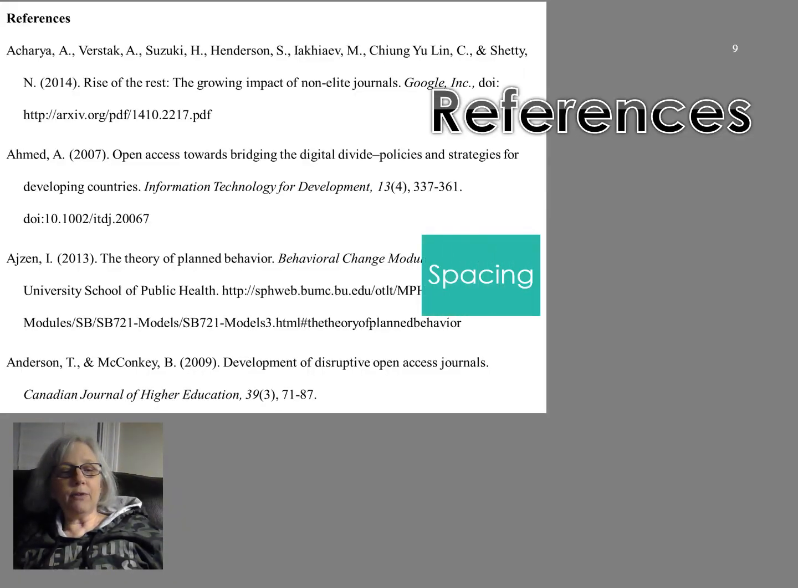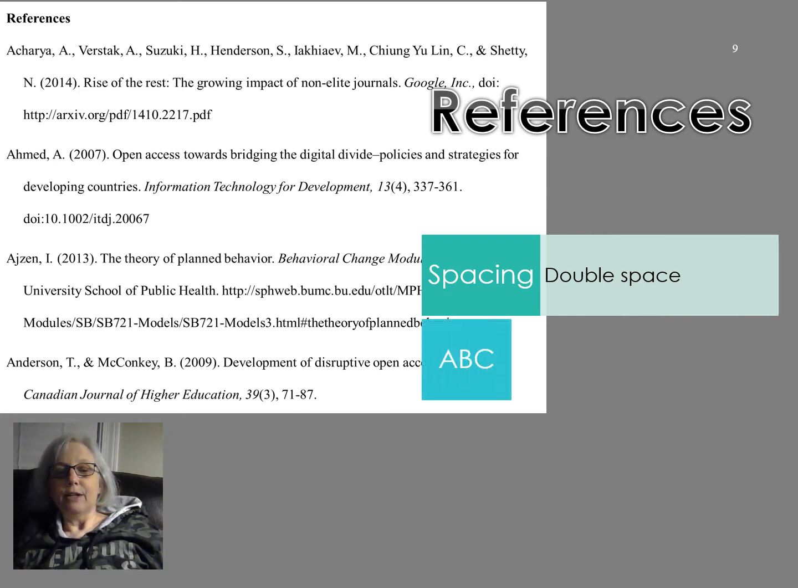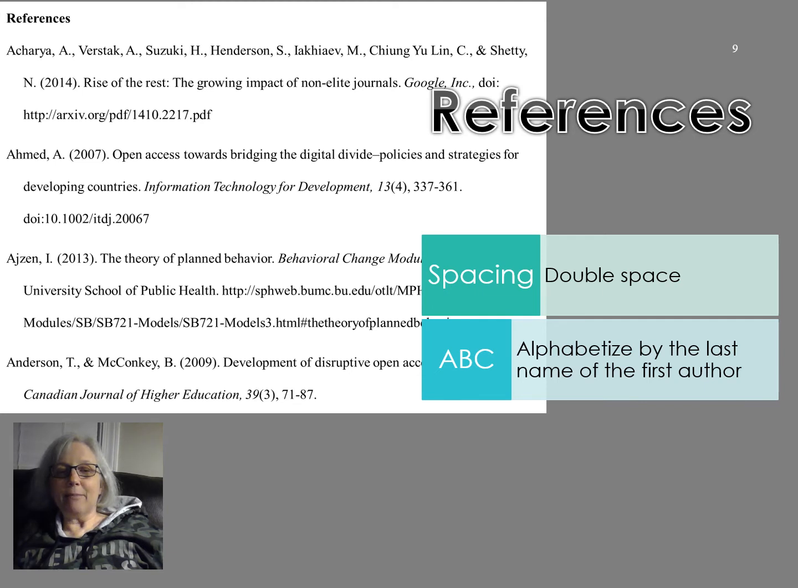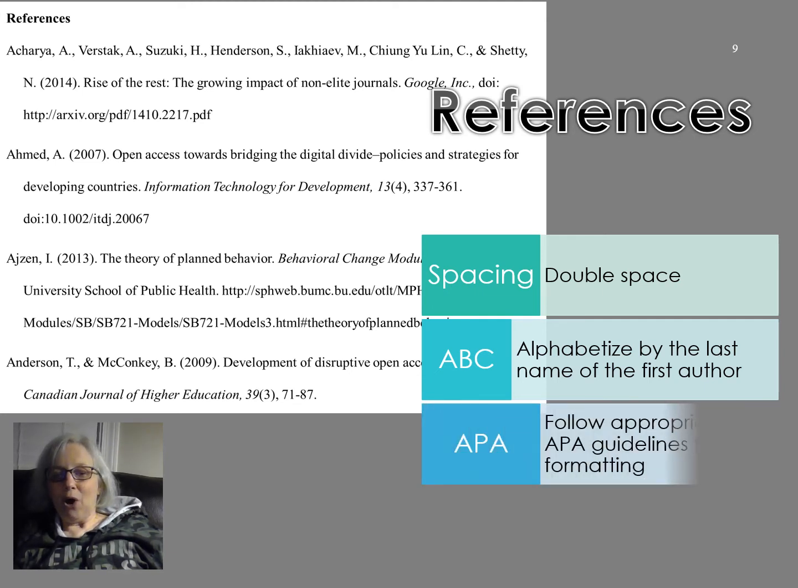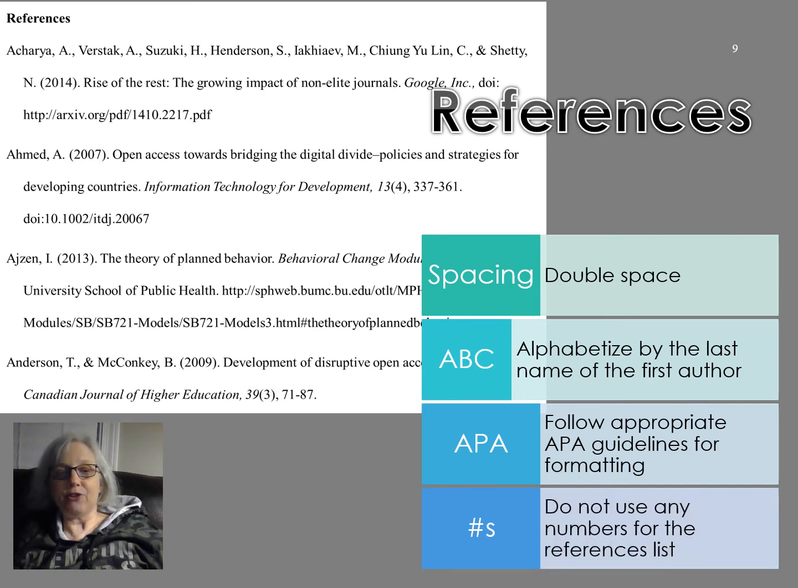More guidelines for references. Double space throughout the entire paper, including the references. You should alphabetize by the last name of the first author and follow all APA guidelines for formatting the paper and references. You cannot rely on an automatic converter. While they are a good start, they will often have errors in them and need to be checked by hand. Use the APA guide to help you format. Do not include any section numbers and do not number references. You do number pages.